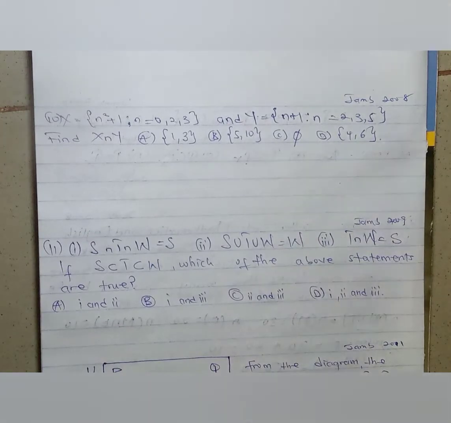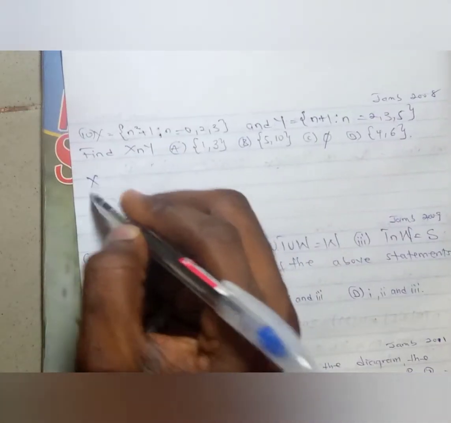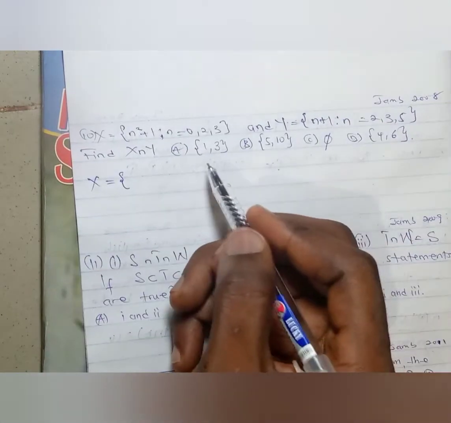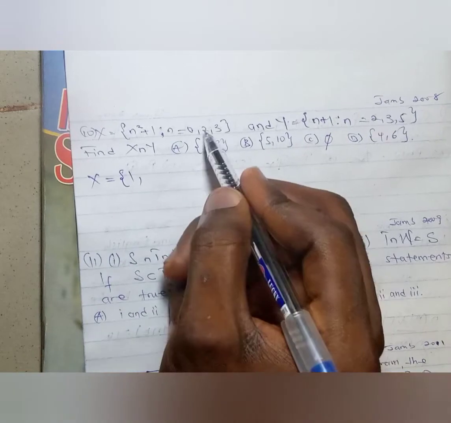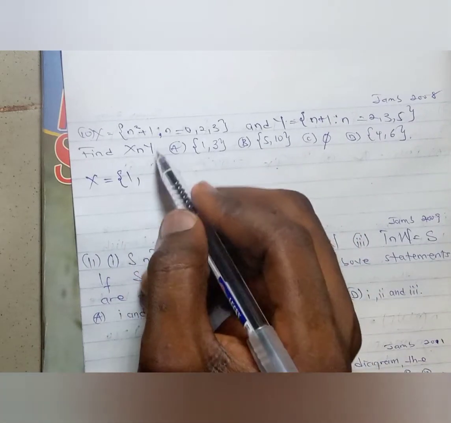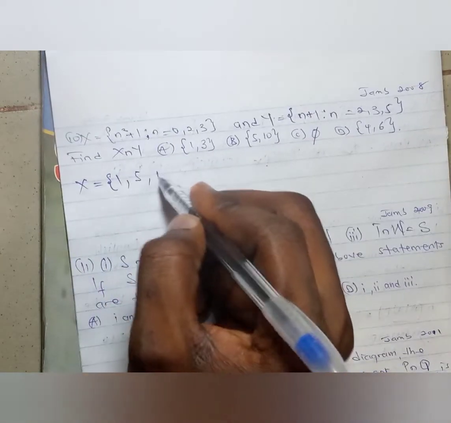If set x consists of n squared plus 1 when n is equal to 0, 2, 3, and set y is n plus 1 where n is equal to 2, 3, 5, find x intersection y. So let's first of all list the members of set x. When n is equal to 0, we get 1. When n is equal to 2, 2 squared plus 1 is 5. When n is equal to 3, 3 squared plus 1 is 10.